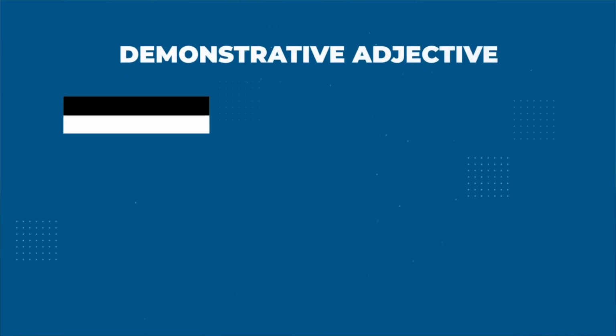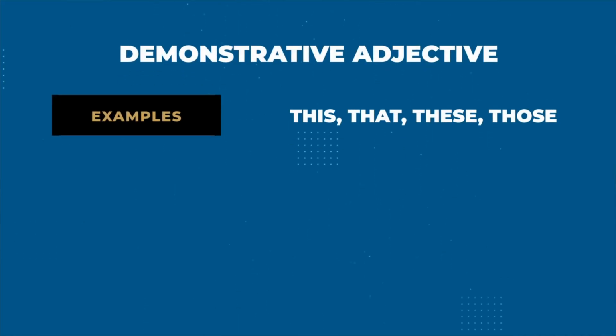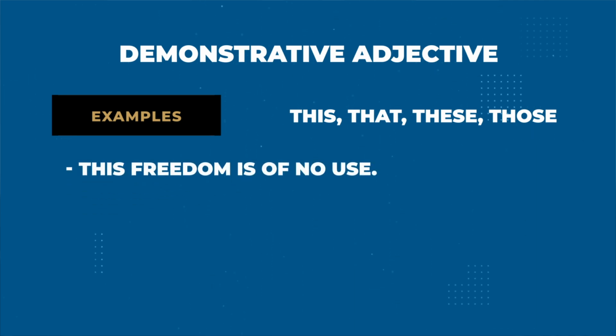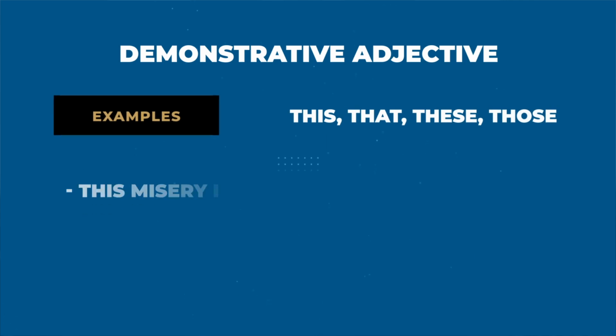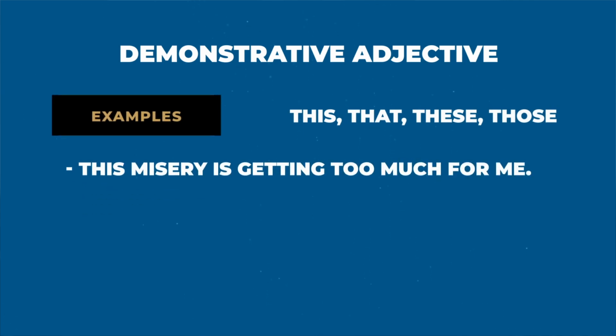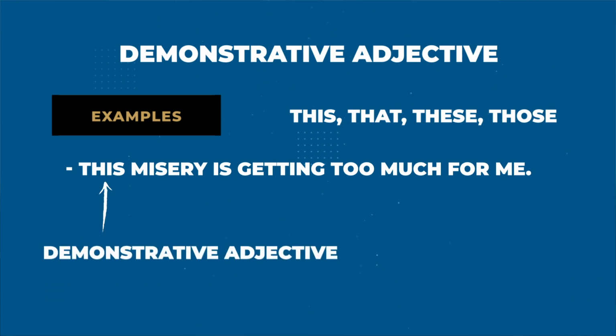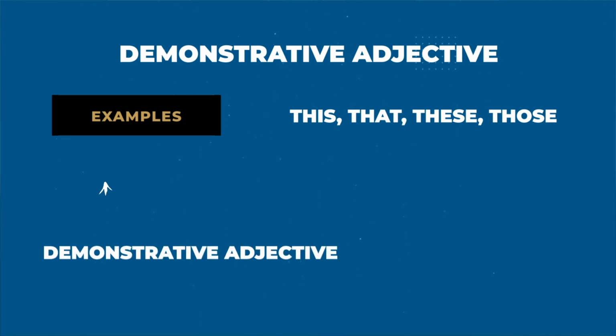The third way to identify them is the demonstrative adjectives. For example, this, that, these and those. This freedom is of no use. So when we place "this" before freedom, which is an abstract noun, we can identify it as a noun. Second example, this misery is getting too much for me. Misery is again an abstract noun and "this" is a demonstrative adjective modifying the abstract noun.